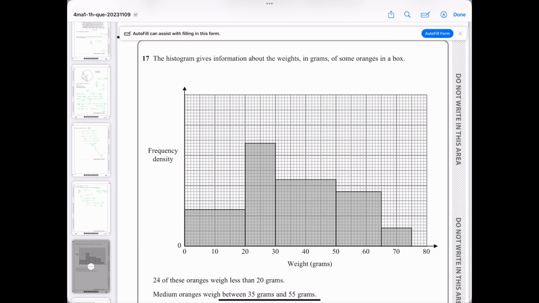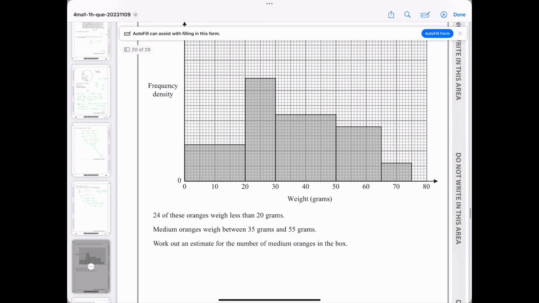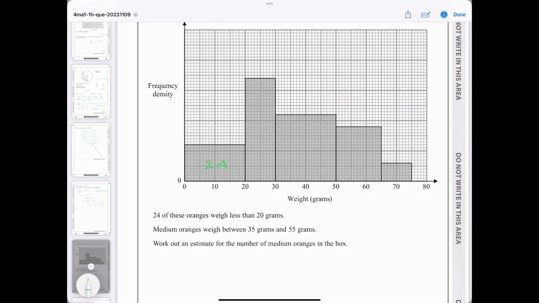Okay, and we're back. On question 17, the histogram gives information about the weights in grams of some oranges in a box. 24 of these oranges weigh less than 20 grams, so that means that bit's 24. The medium oranges weigh between 35 and 55 grams. Work out an estimate for the number of medium oranges in the box.